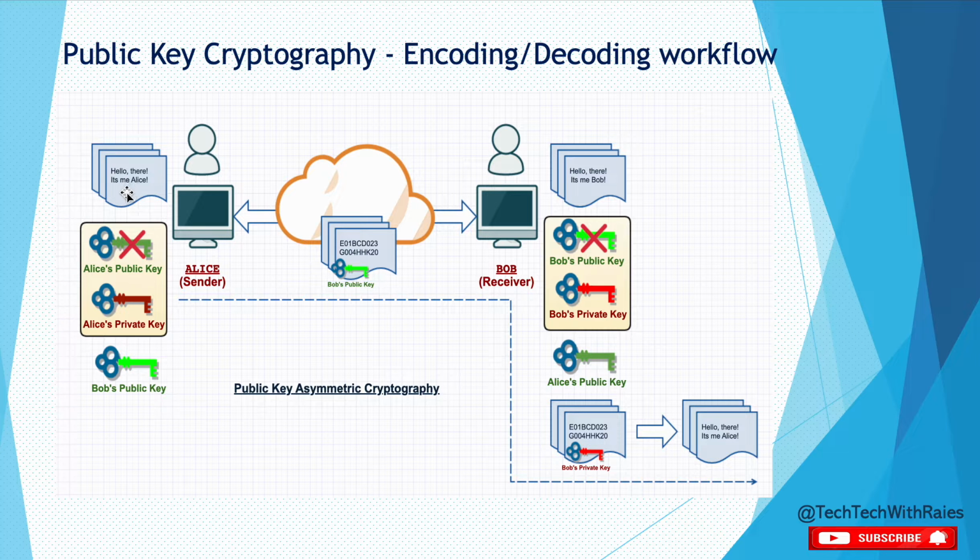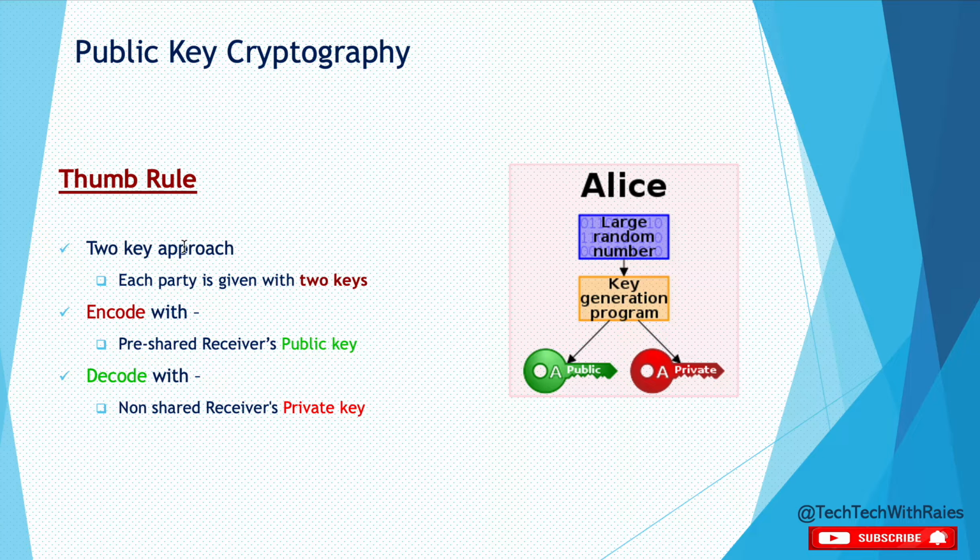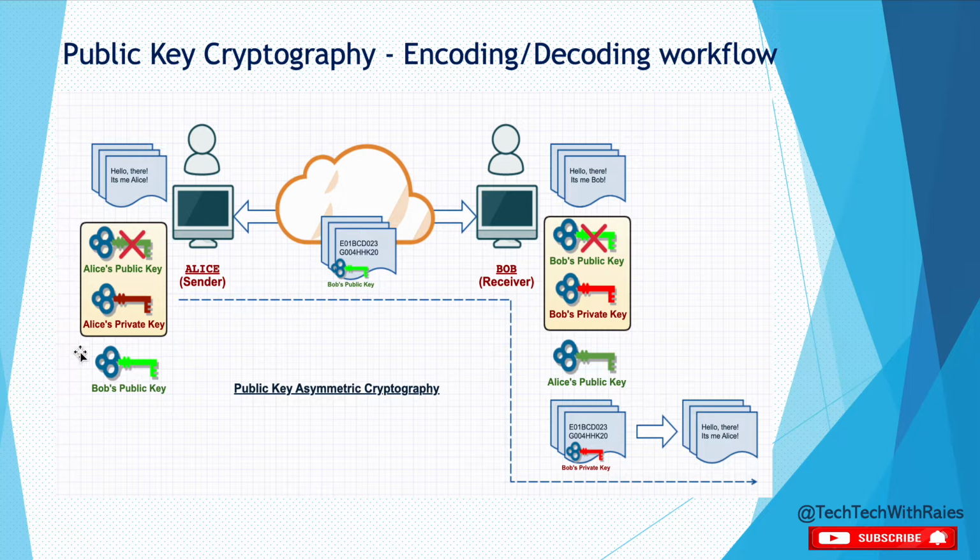From the last slide's thumb rule, Alice will encode this message using Bob's public key. If you go back and see, the thumb rule says each party has two keys. The thumb rule is: encode with the pre-shared receiver's public key and decode with the non-shared receiver's private key. So using Bob's key we will encode this, and the data will be encoded just like this with Bob's public key.